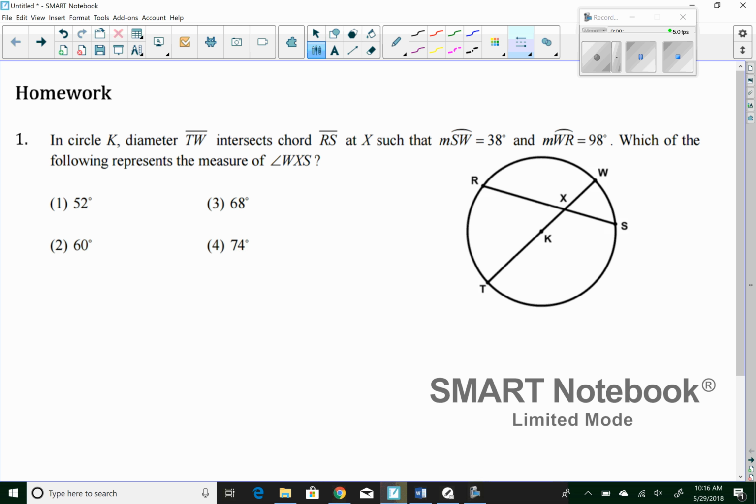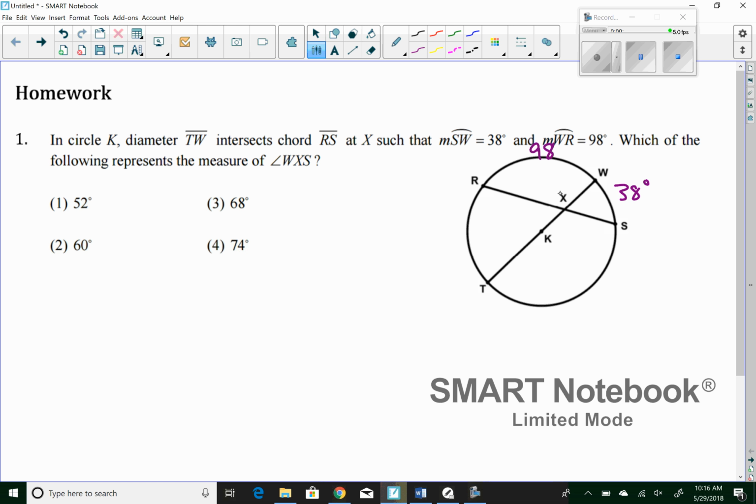One of the things we learned about intersecting chords is that the angle is created by half of the sum of the two arcs. This first example is good because it tests a couple things we know about circles. The first thing they give us is SW is 38 and WR is 98.